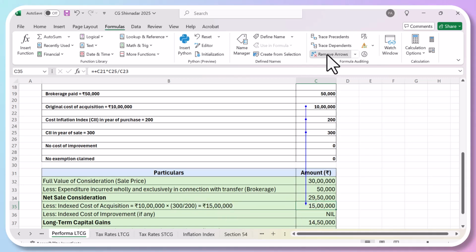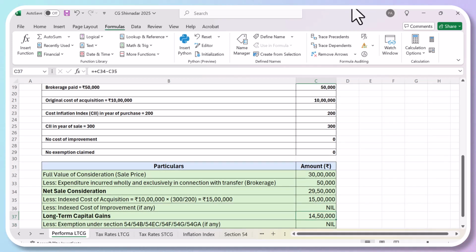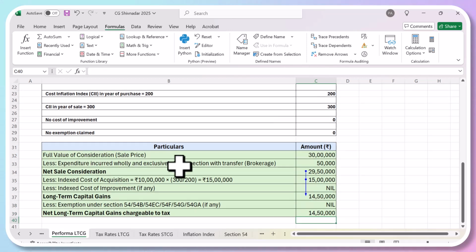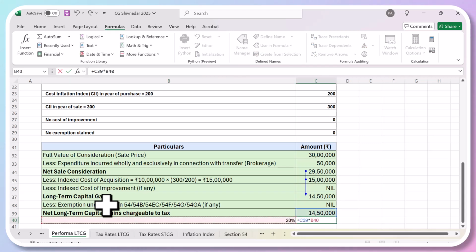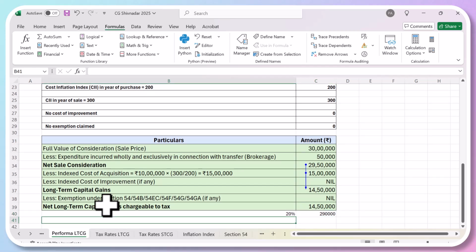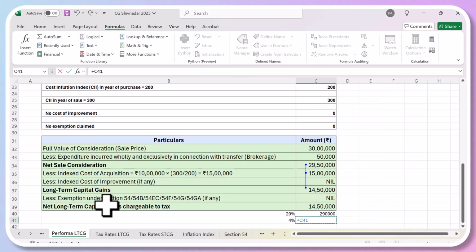And there is no indexation cost of improvement. That means you have not built up any story or any floor, nor carried out any other expenditure. So the total long-term capital gains will be 29 lakh 50,000 minus 15 lakhs. So long-term capital gains will be 14 lakh 50,000. Now, there is no exemption because in the question nothing has been given. So you have to pay tax on 14 lakhs. Now, the tax rate is 20%. If you want to calculate the tax also, we can calculate. And then there is a 4% surcharge. So you can calculate the surcharge also.